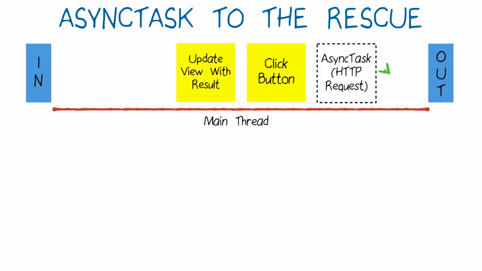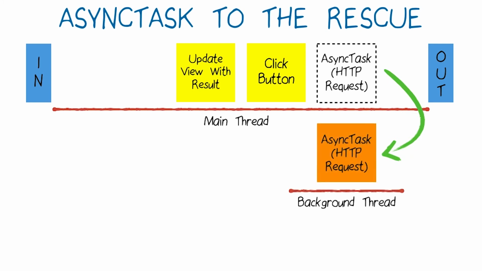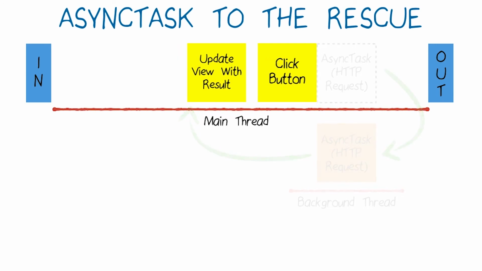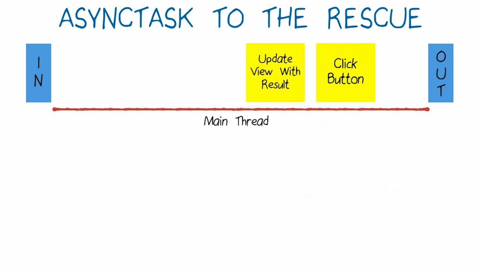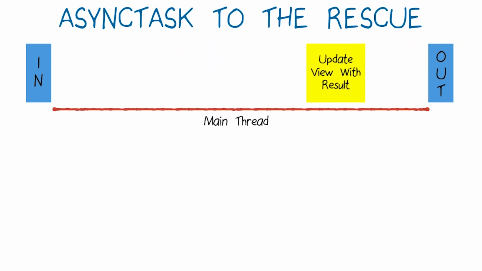Let's look at this in more detail. AsyncTask provides a way for us to easily hand off work to a background thread and then receive the result whenever it's done so we can update the UI. Note that only a small amount of time will be taken up on the main thread to actually get the result and update the UI. So after the work is completed, we no longer need the background thread anymore.